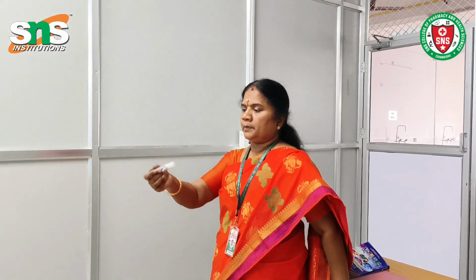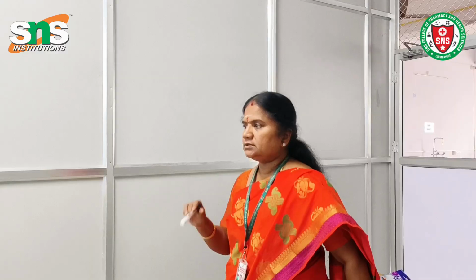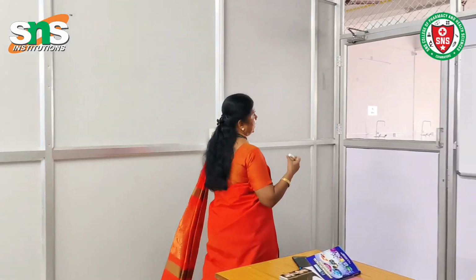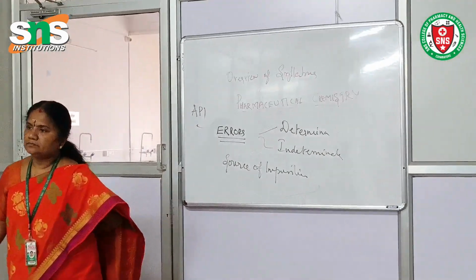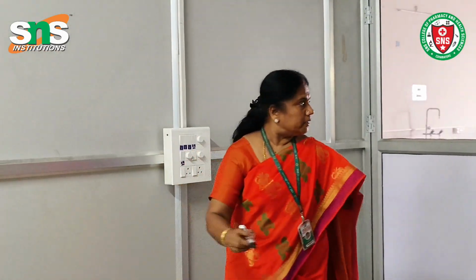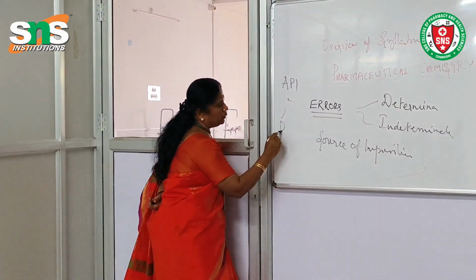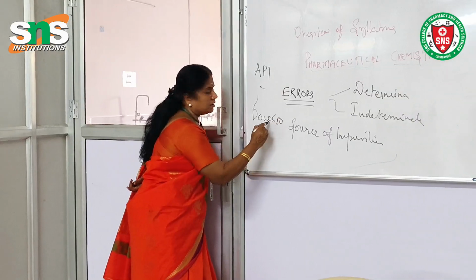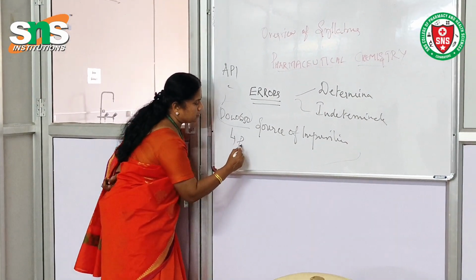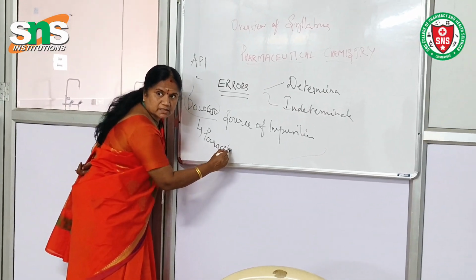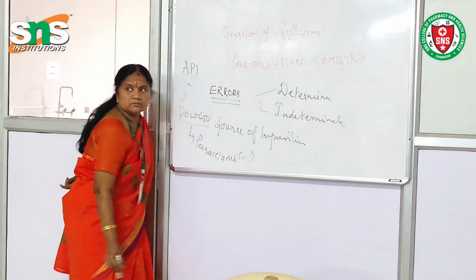So you are preparing a tablet. The tablet will have one active pharmaceutical ingredient, that is shortly called API. Active pharmaceutical ingredient means shortly it is called API. So what is API? Active pharmaceutical ingredient. For example, you know about Dolo 650. What is Dolo 650? Very good. It is paracetamol. So what is its use?